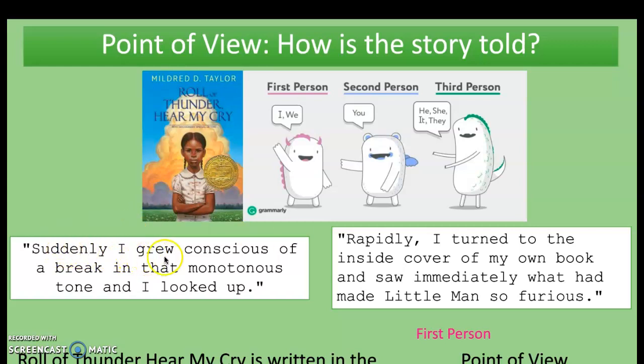Suddenly, I grew conscious of a break in that monotonous tone, and I looked up. And later, rapidly, I turned to the inside cover of my own book and saw immediately what had made Little Man so furious. So I'm thinking to myself, okay, I see the word I, I see the word my. That means that Roll of Thunder, Hear My Cry is written in the first person point of view.